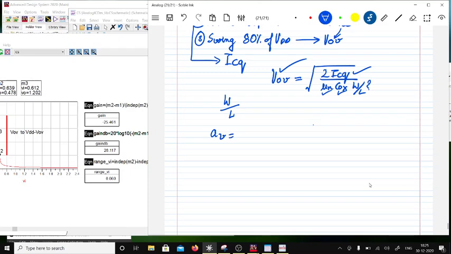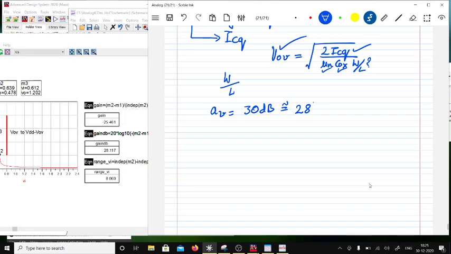Okay, let's say you want a gain of 30 dB. So in pure numbers it will be a gain somewhere around 27, 28, roughly like that, right? So once you have the gain in pure number, you will say that the gain is GM RO. So GM is twice of ICQ divided by V overdrive. So this is GM. RO is going to be GDS2 in parallel with GDS3. So let's say two GDSs are same.